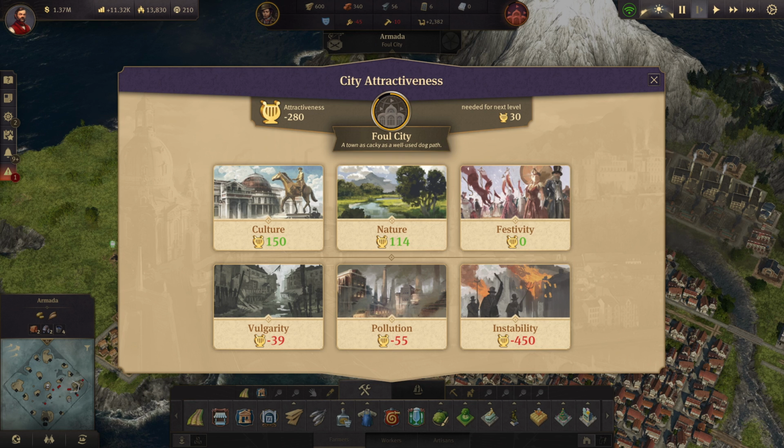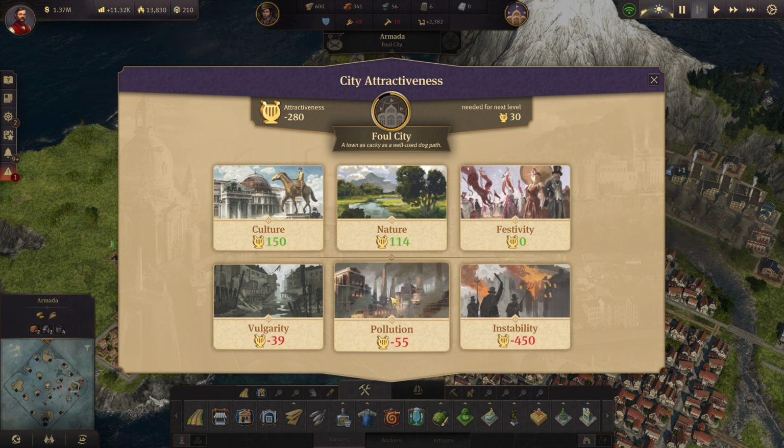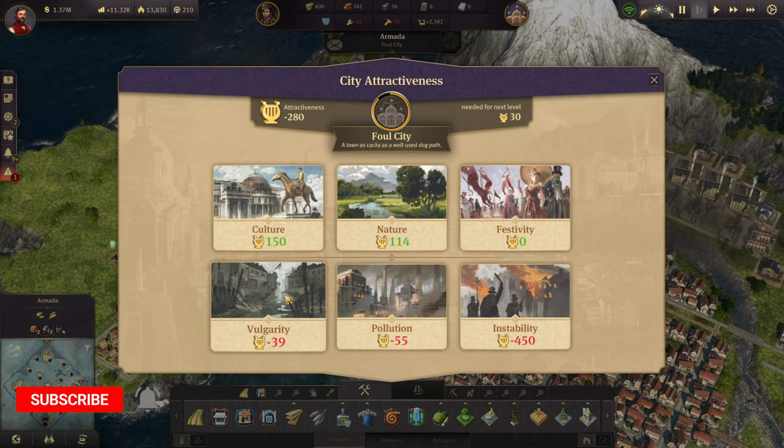So what actually contributes to the negativeness of attractiveness on an island? We're going to be having a look at instability, pollution, vulgarity, what causes them, and how you can counteract them.